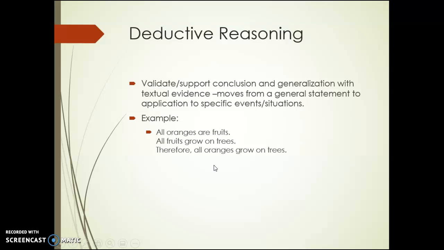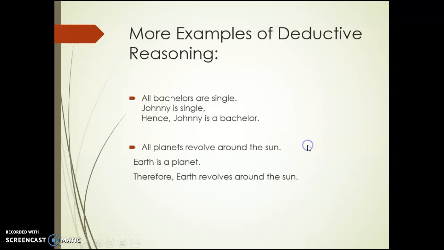Deductive reasoning is when we validate or support conclusions and generalizations with textual evidence, but we move from a general statement to a specific event or situation. For example, all oranges are fruits. All fruits grow on trees. Therefore, all oranges grow on trees. So I go from very general information, and I narrow it down to more specific information.